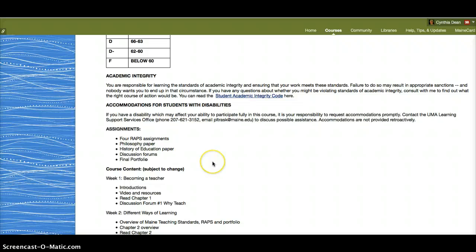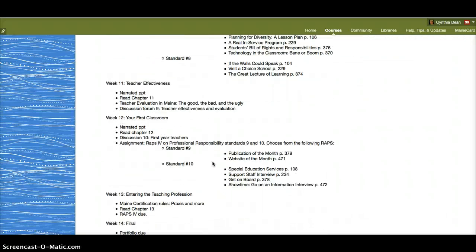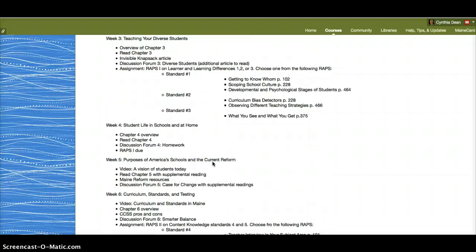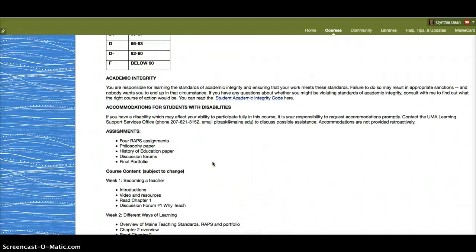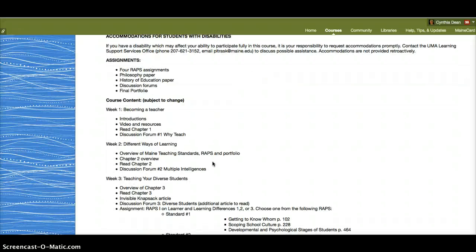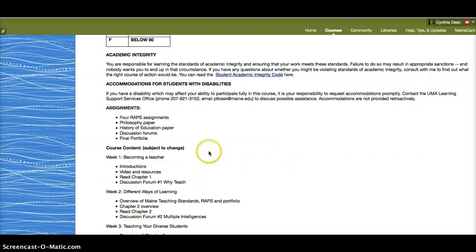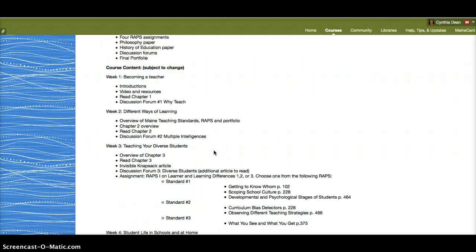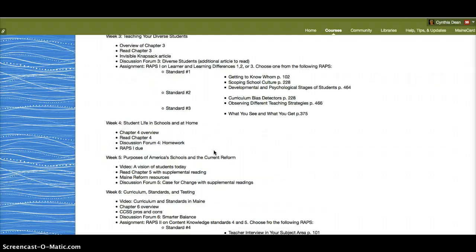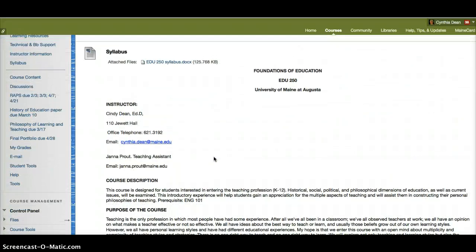Here is a thumbnail sketch of the 14 weeks that we have in this course, but do not go by this for the work. Go by the course folder. This is just an outline of what's happening. This is my contract with you, and it is subject to change. All syllabi are subject to change, but these will be fleshed out in the course folders. So let me take you there.